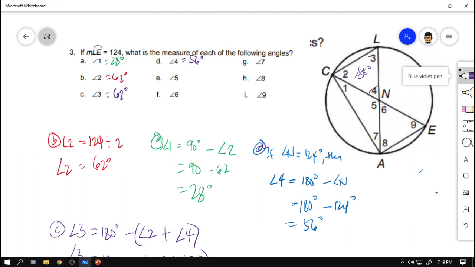So, you will continue E, F, G, H, and I. Pakisagutan na. Pakisagutan din yung number 1, number 2, number 3, and number 4. Lahat yun sasagutan. So, that's it. Activity number 5. Answer it with complete solution.